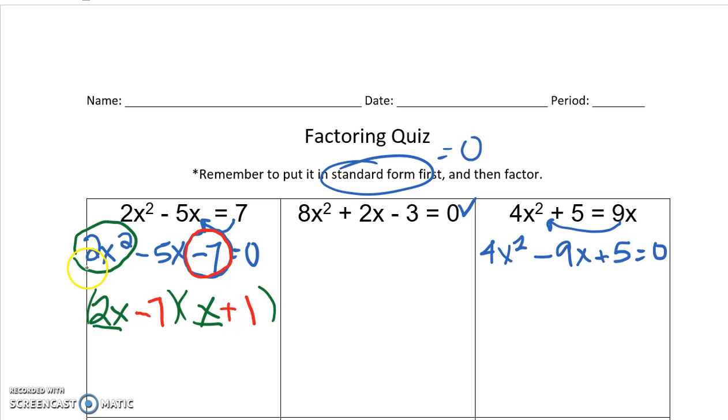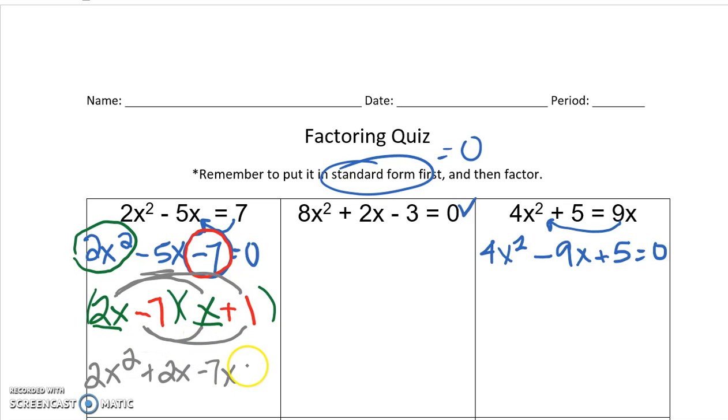So just like this, if I multiply the first two numbers, I get 2x squared. If I multiply the last two numbers, I get negative 7. So now the only thing you have to do is figure out if you can get that negative 5 with what you did. So 2x squared is the first. And then outside would be plus 2x. Inside is negative 7x. Last is negative 7. When I combine these, I get negative 5x. So I did do it right.